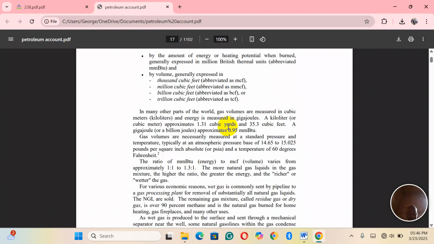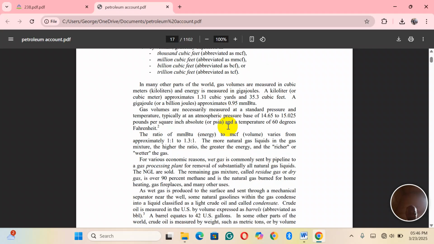And so the ratio of MMBTU energy to MCF volume varies from approximately 1 to 1 up to 1.3 to 1. So the more natural gas liquid in the gas mixture, the higher the ratio, the greater the energy, and the richer or wetter the gas.